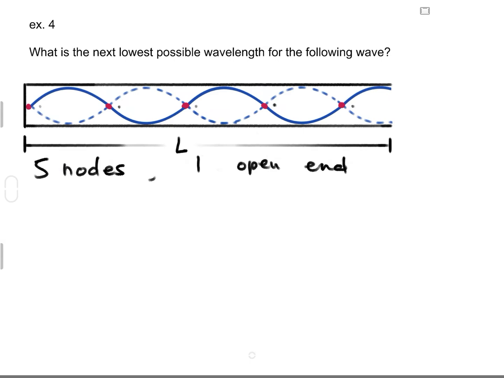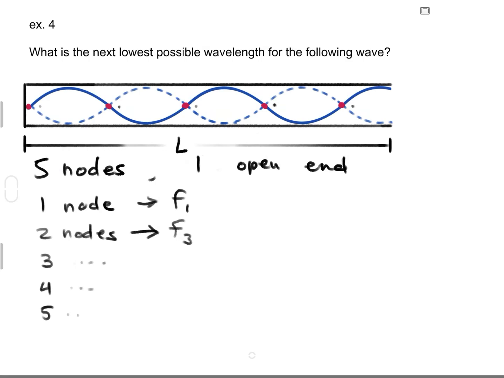All right, let's do it this way. We know if you have one node, that's for F1. Two nodes gives you F3. 3, 4, 5 nodes. I'm just going to do this so you know that we're talking about the same thing here. So remember, you only have odd number harmonics for an open-ended column like this one. So the next one would be F5. This one would be F7. And the one that we have present here is F9.